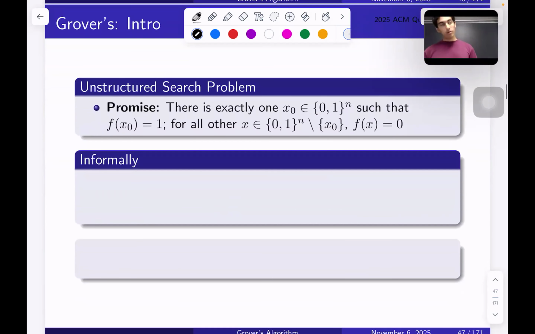This time we're promised in the algorithm that there's one bit string that when you input into the function, you'll get a 1, but for every other input of n bit string, you'll get a 0. So it's basically like one of the inputs is your target input that'll output 1 when you put it into the function, and everything else is a 0. So you're searching for that x naught pretty much.